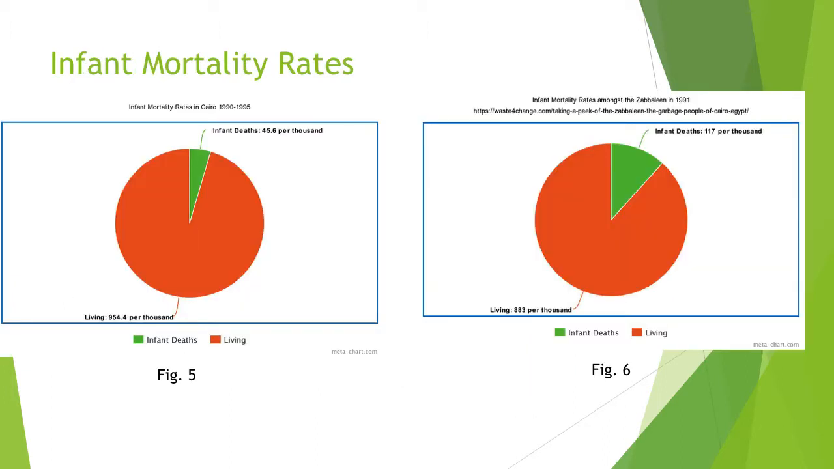So, like I mentioned, exposure to waste long term can have reproductive outcomes. And in particular, we can see here that infant mortality rates amongst the Zabbaleen people in comparison to the general population of Egypt during the same time frame was nearly triple. So 117 per thousand you can see in the Zabbaleen population compared to about 46 per thousand in the general Cairo population in the early 1900s.